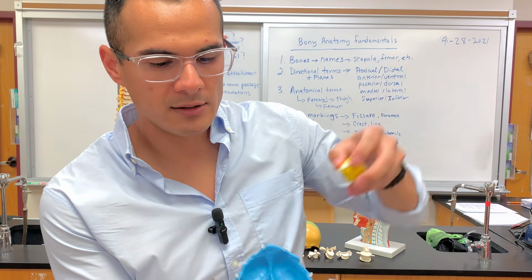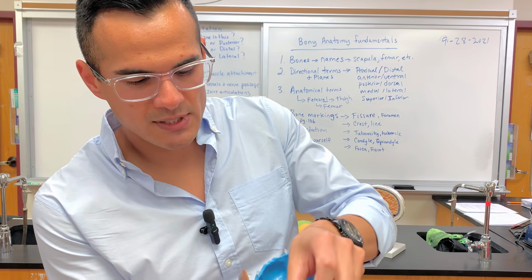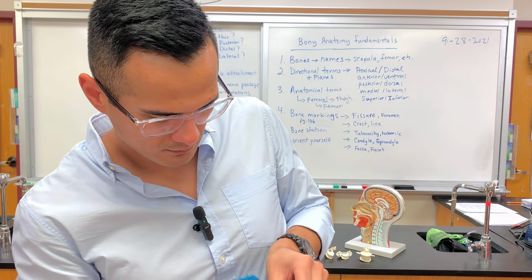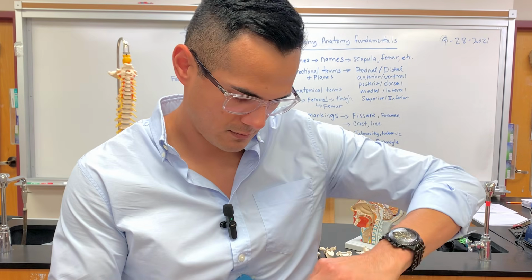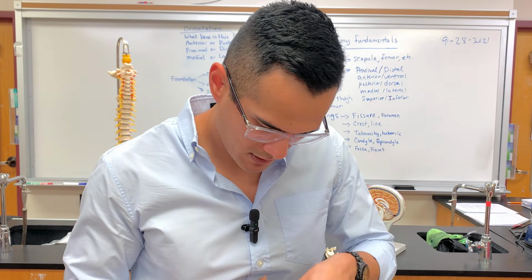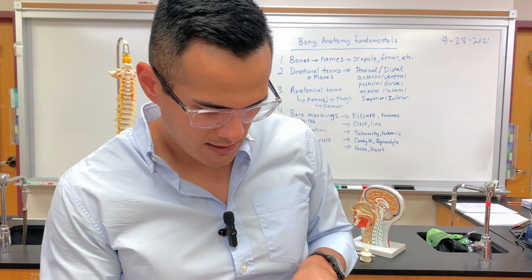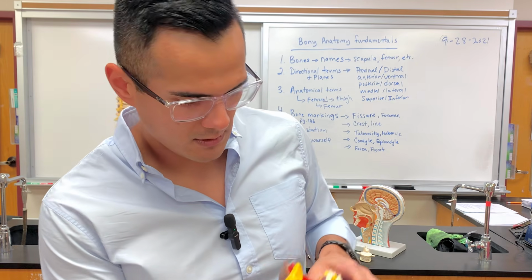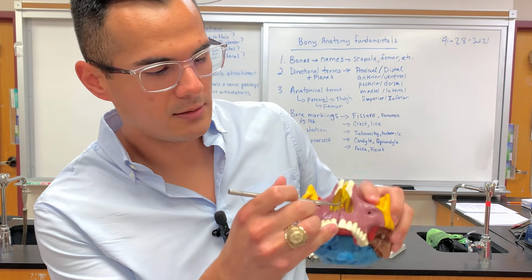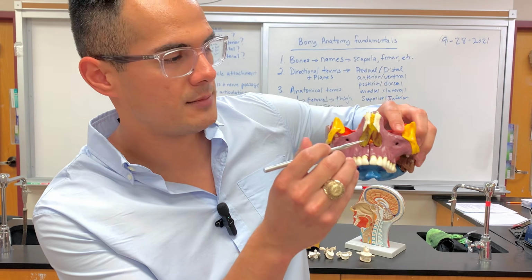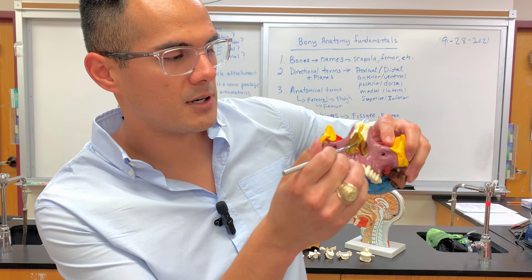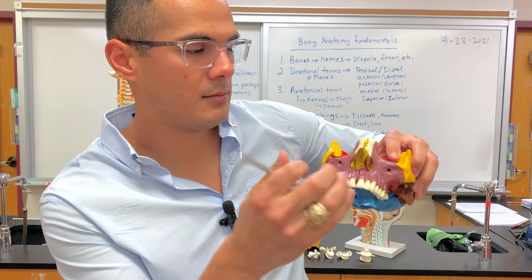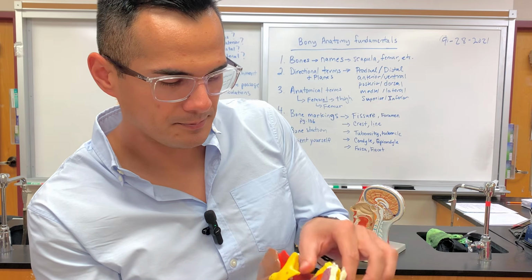So the perpendicular plate, once we set it here on the inside, it articulates with this part. So this part is known as the vomer. So you have the vomer, which merges with the perpendicular plate.